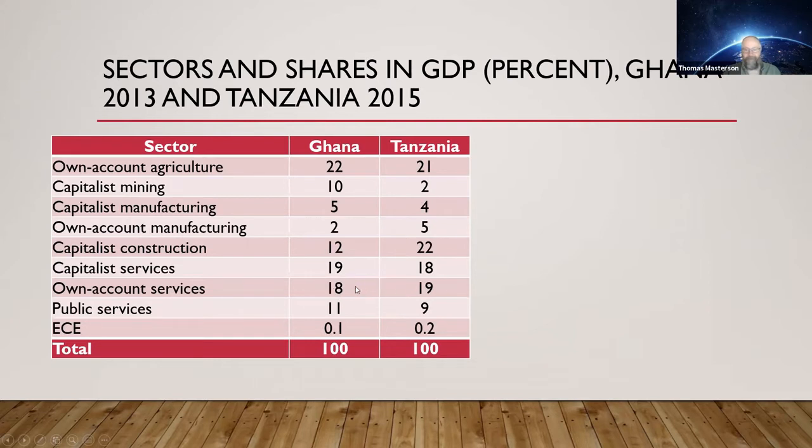Own account services account for 18 and 19%, so flipped. But you can see that services are the largest component of GDP in both countries. Public services are 11 and 9%. And finally, our early childhood education sector is the smallest at 0.1 and 0.2% of GDP. So we have 9 sectors that we're going to use in our SAMs, in our CGE. So we have nine activities, 9 commodities in the SAM.